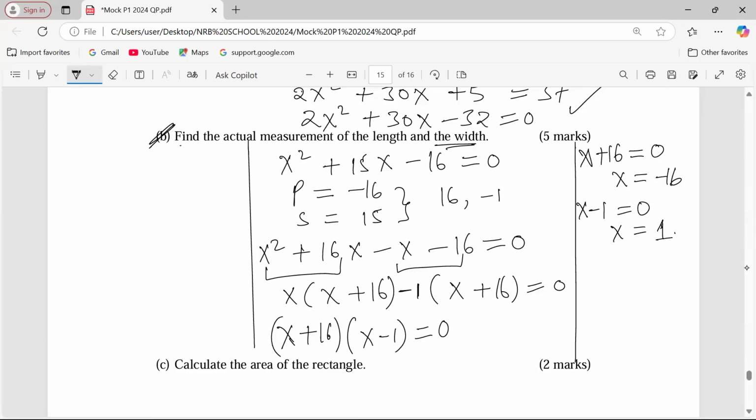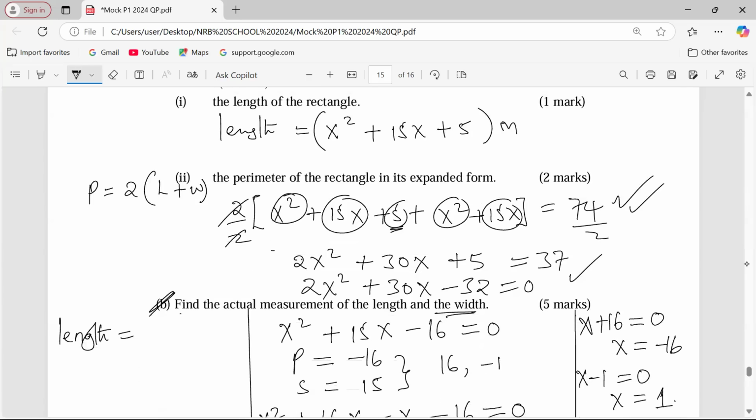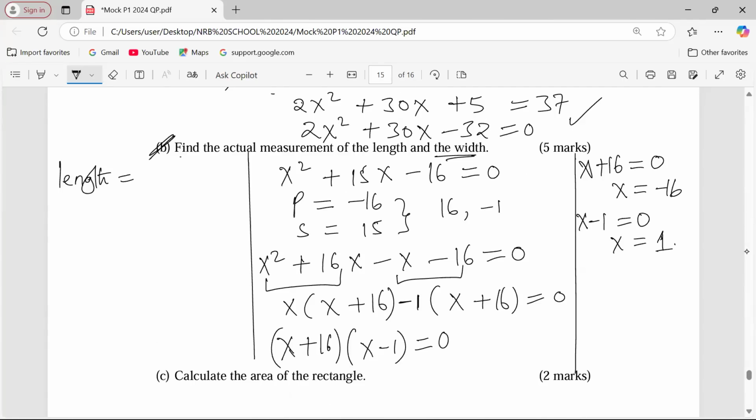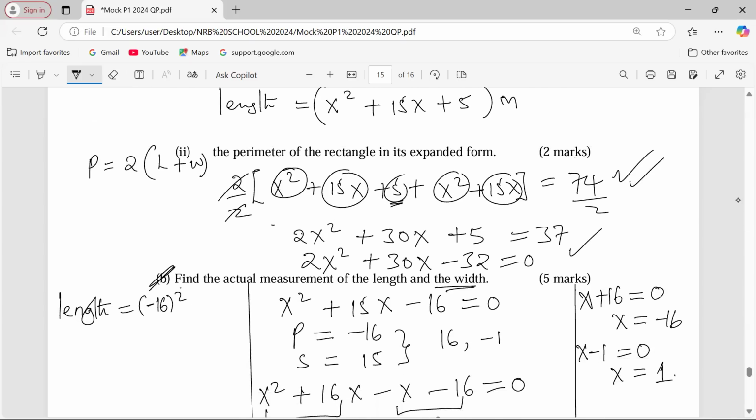So those are the possible values of x. Remember, x is not a distance. X is just part of the expression for these distances. So for us to get the length, we need x squared, which can be negative 16 squared, then plus 15 into x, 15 into negative 16, then plus 5.